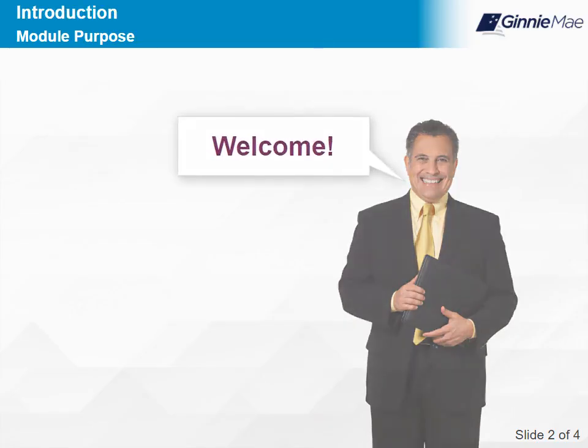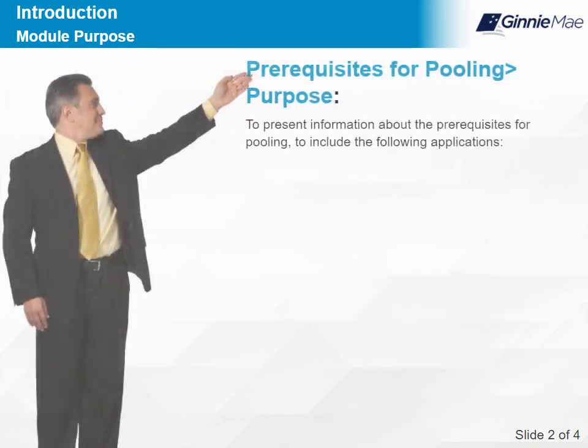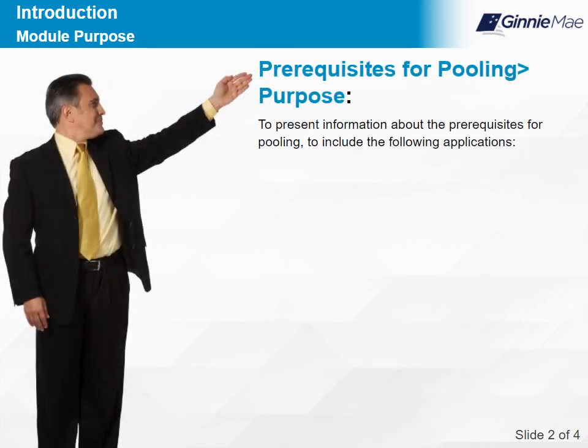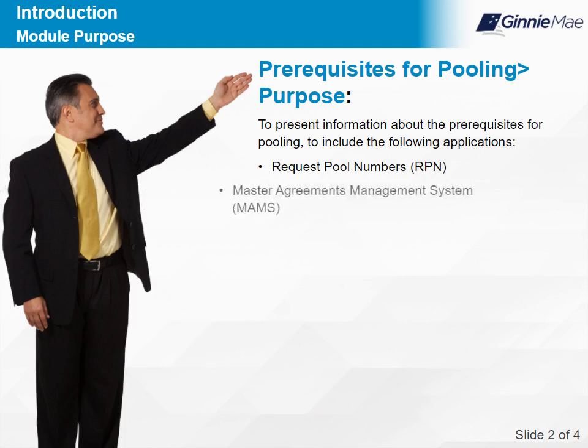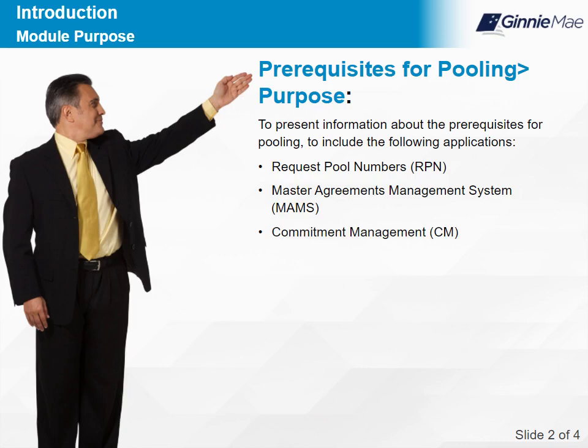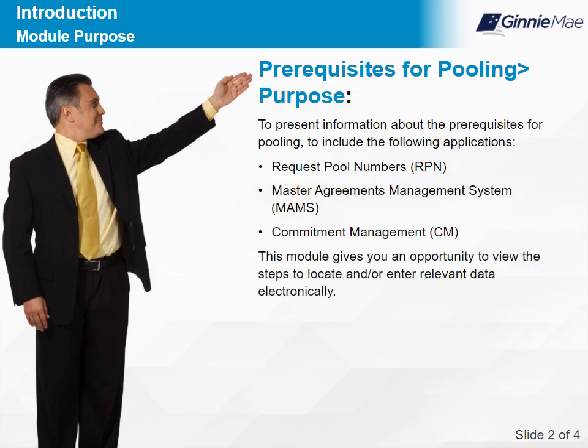Welcome to Prerequisites for Pooling. The purpose of this training is to present information about the prerequisites for pooling, to include the following applications: Request Pool Numbers, RPN, Master Agreements Management System, MAMS, and Commitment Management, CM. This module gives you an opportunity to view the steps to locate and/or enter relevant data electronically.